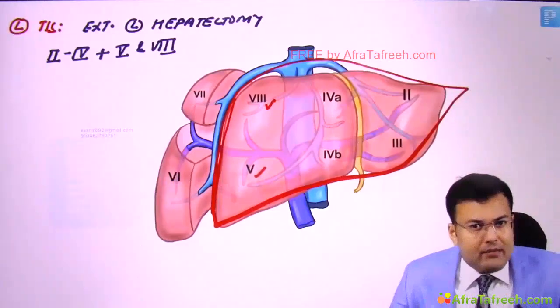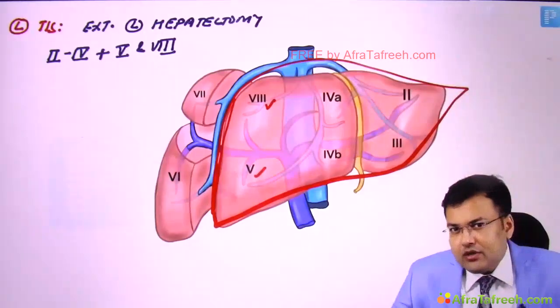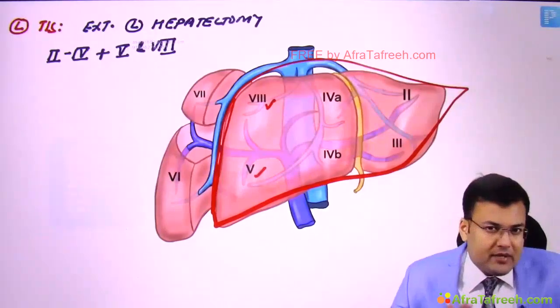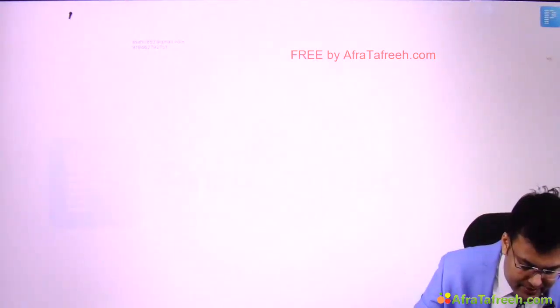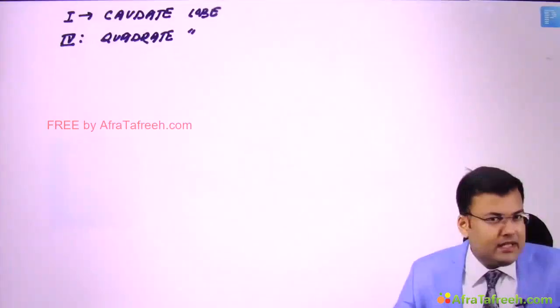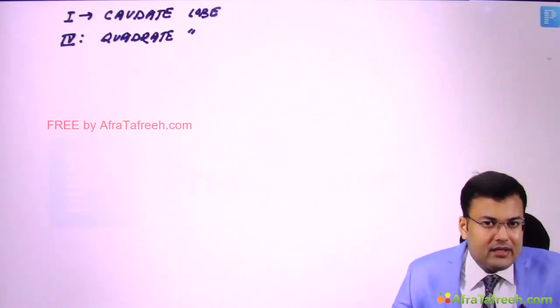After that, two named segments are asked in the exam. What is the name of segment 1? Segment 1 is known as caudate lobe. And what is the name of segment 4? Segment 4 is known as quadrate lobe. So segment 1 is known as caudate lobe, and segment 4 is known as quadrate lobe. Clear?